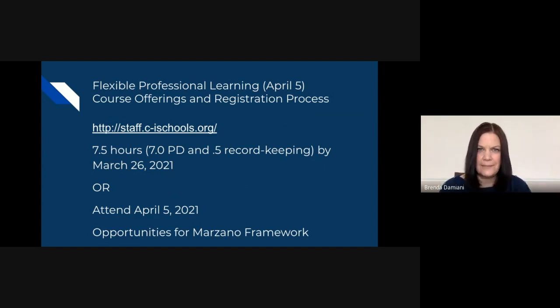And we just need time to be able to process and make sure that everybody who wanted to participate in the flexible part, that we can record that and then be prepared for April 5th. So kind of cut off for completing the flex hours is March 26th. And then any additional hours or all of the hours you could attend on April 5th. There will be opportunities for the Marzano framework on that date.